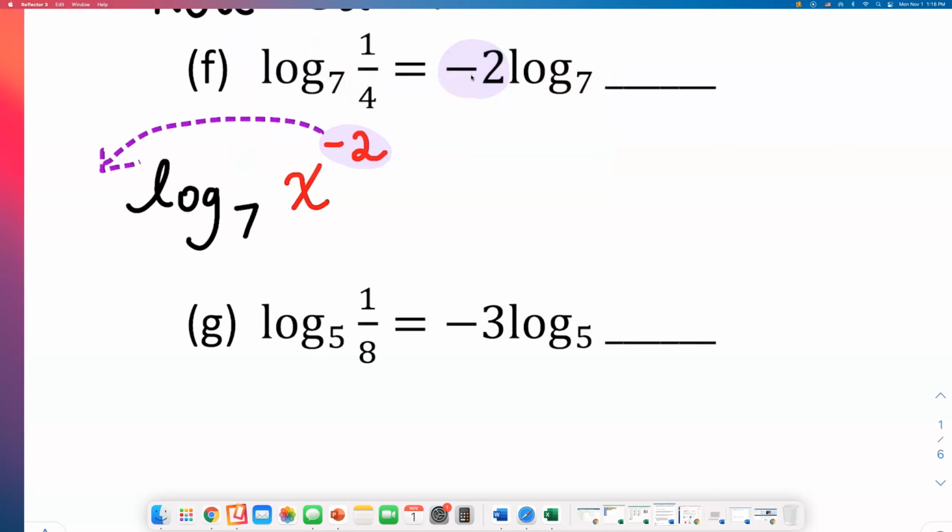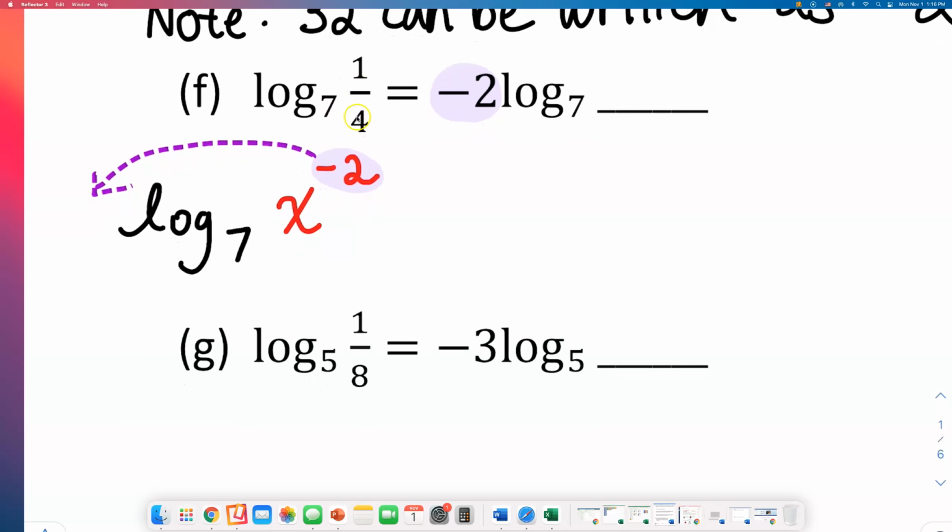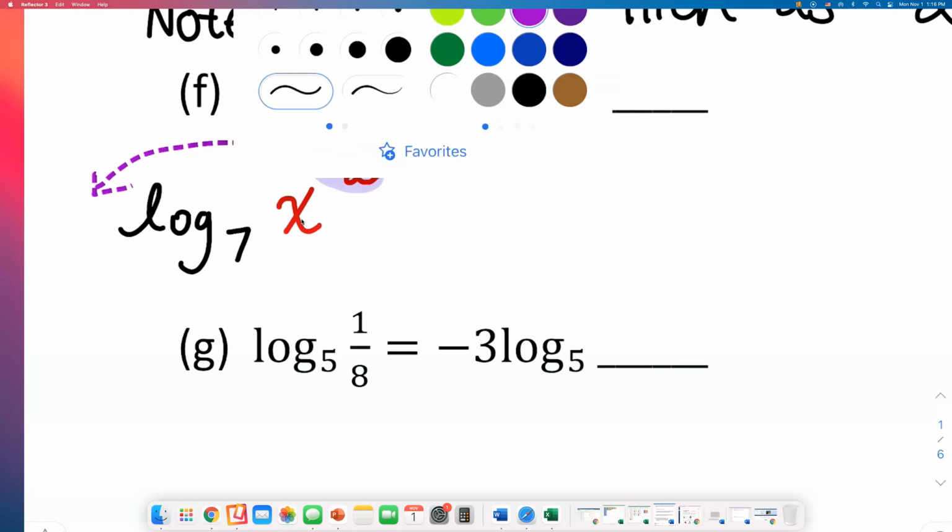That's what happened. They rewrote log base 7 of 1 over 4 as something raised to the negative second power and brought down that negative 2 in front of it. That's why they have that negative 2 in front of log base 7. So what's left is x. We better find out what this base is. So let me go ahead and do the work on the side, okay?